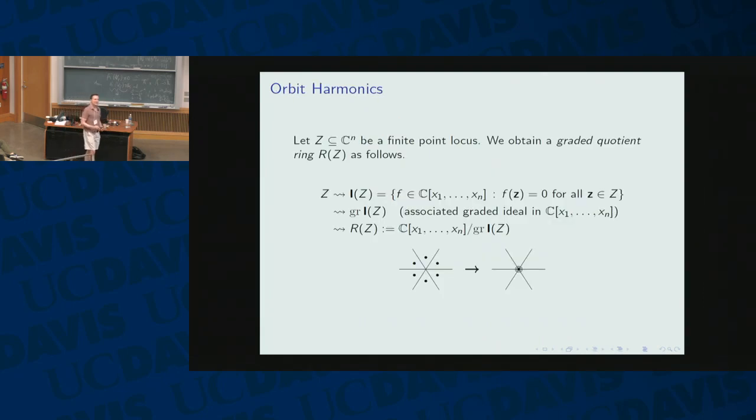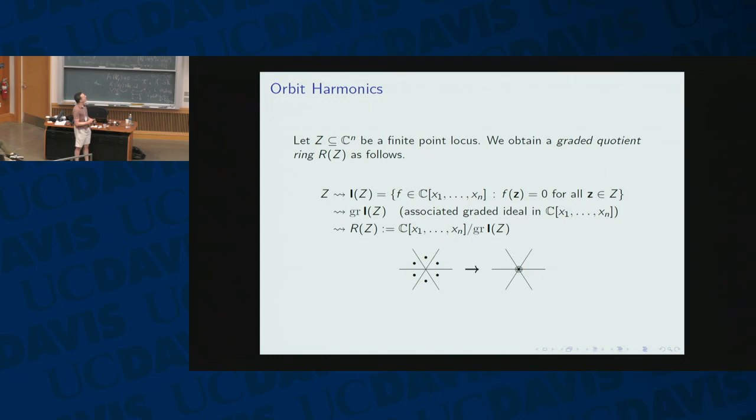So we're going to introduce a crash course in a very powerful technique in combinatorial representation theory known as orbit harmonics. I can't really do it justice in the time that I have remaining. But orbit harmonics is a machine. It takes in a finite locus of points, Z, in space C to the n, and spits out a graded quotient ring, R of Z.